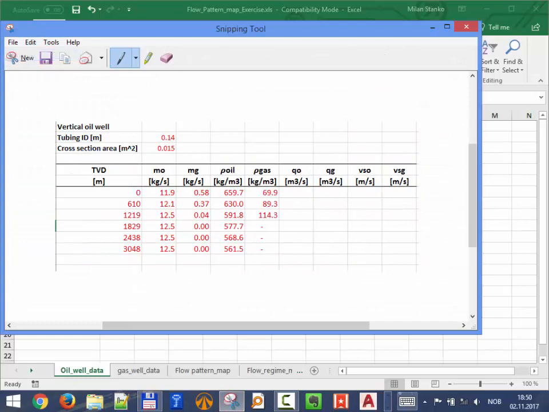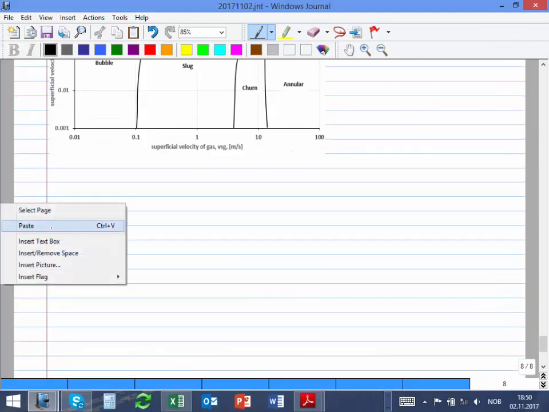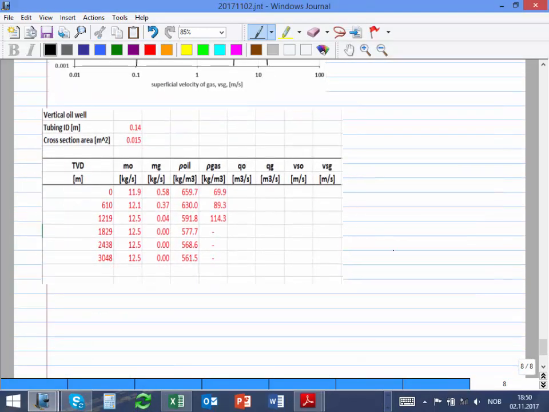Let's look at your phase diagram that you had in class on Wednesday. Let's make a simple plot to see how the data looks. MO, and here will be TBD. When it's zero, it means I have a smaller value. Here you have 11.9, and here you have 12.5. That means that the mass of oil is reducing along the tubing. Does that make sense?